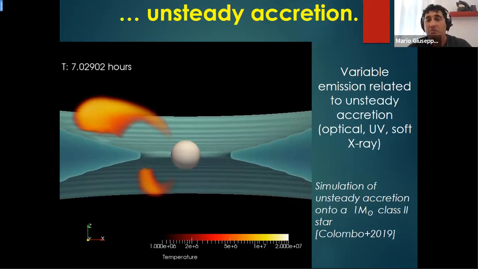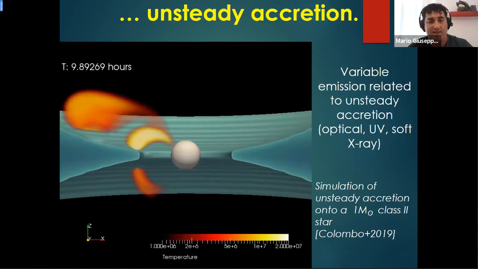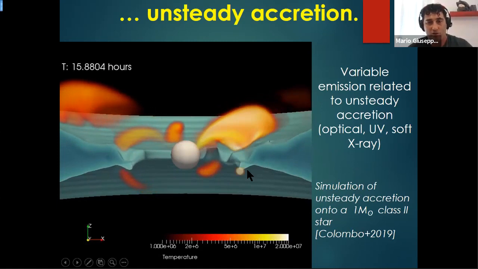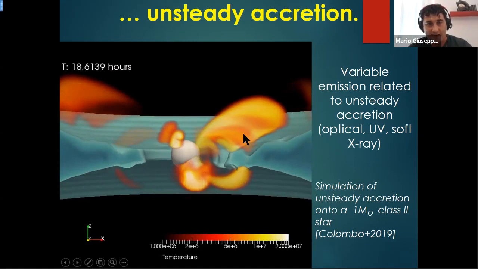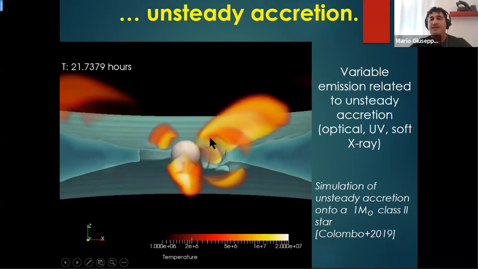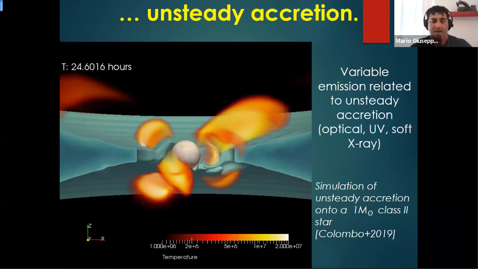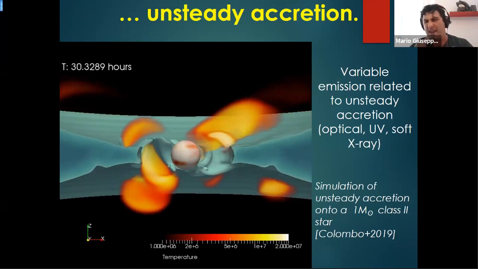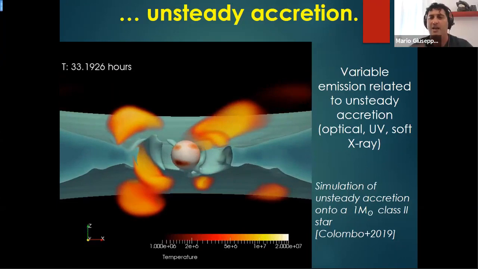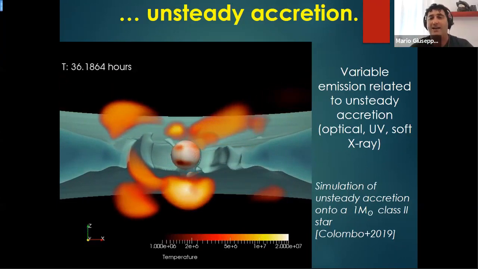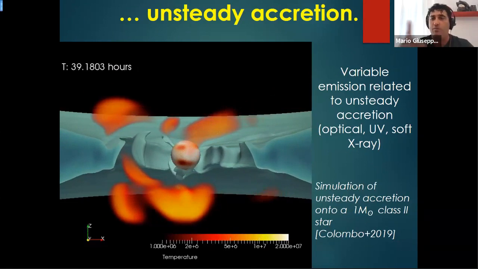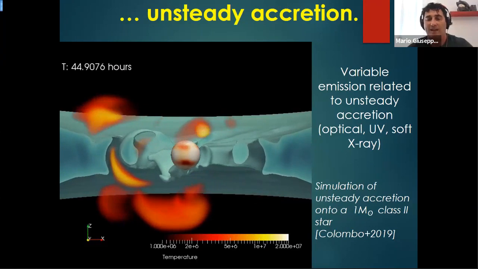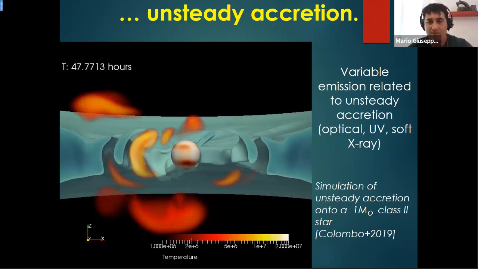This accretion can be completely unsteady, like the accretion shown in these simulations made by Colombo and collaborators. This is the disk, this is the star, and these are accretion funnels of gas that turn on and turn off after a while. So the emission of this process, mainly in the most energetic part of the optical band, UV and soft X-rays, is intrinsically variable and can also be modulated by the rotation of the star. So again, this is an intrinsically variable and multi-wavelength phenomenon.